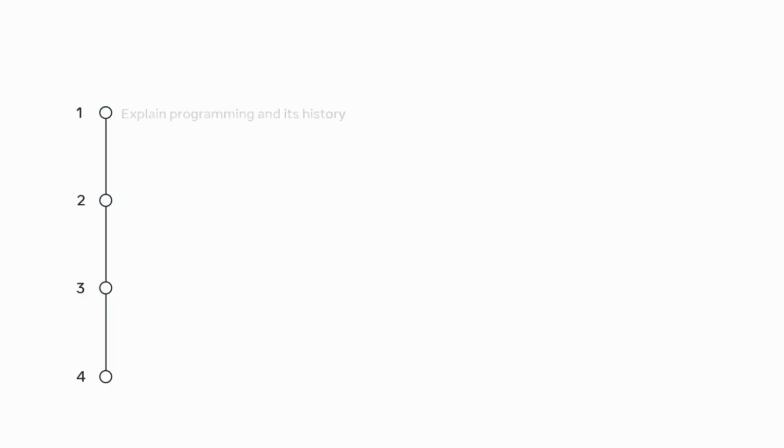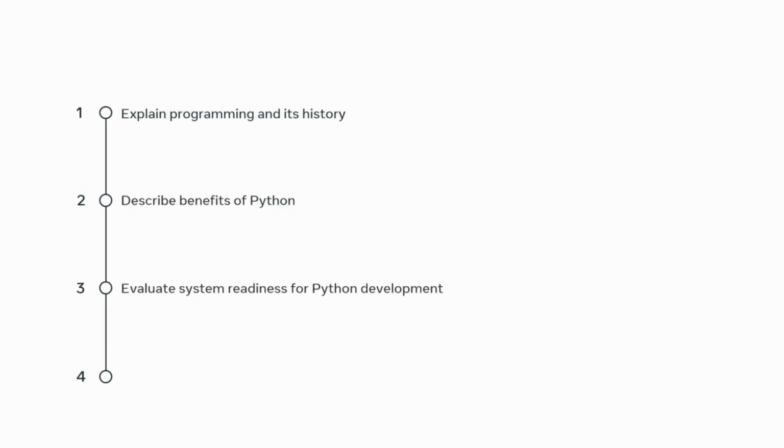Congratulations on reaching the end of control flows and conditionals, and the end of the module on getting started with Python. Let's recap what you've learned. So now you know how to explain the history of programming and how it works in a general sense. Describe the benefits of Python and where it's used. Evaluate if your system is set up correctly for Python development. Identify the differences of running code from the command line via the IDE.